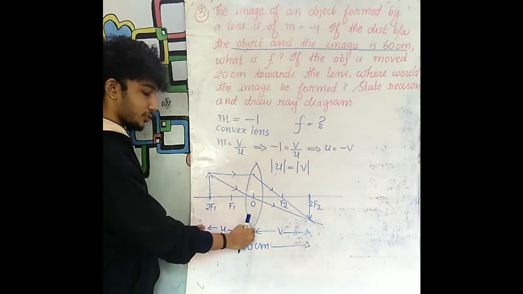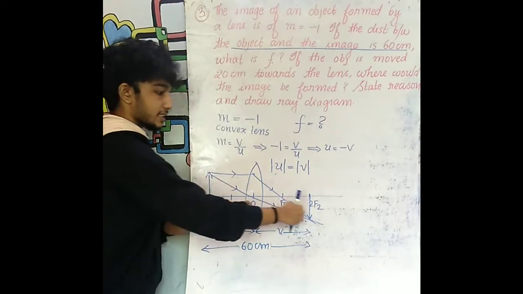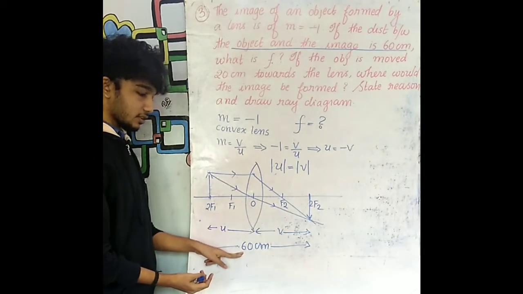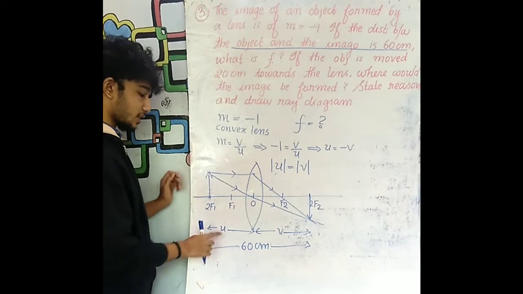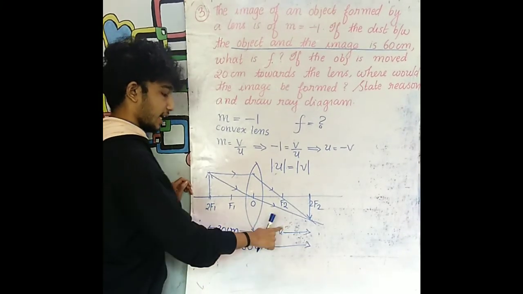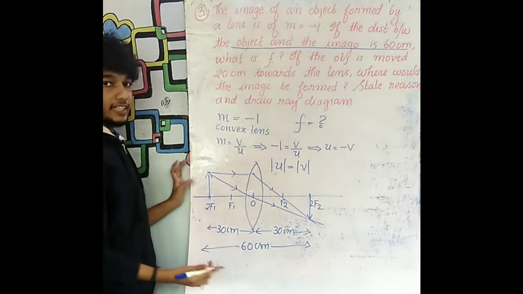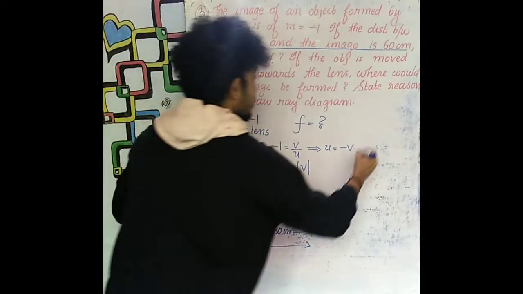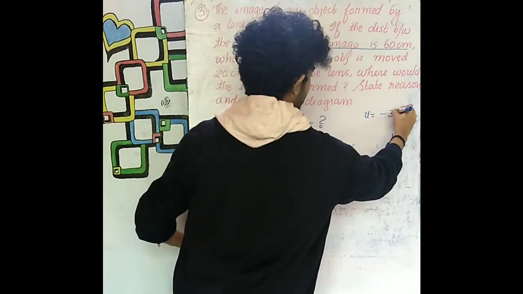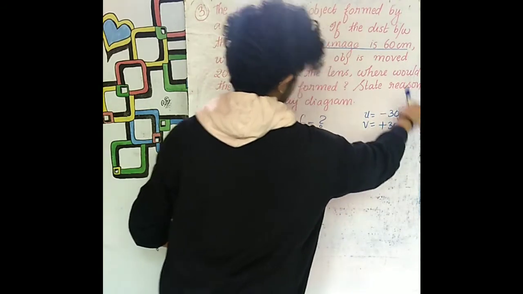So we know that u and v are at the same distance. Where the object is, that same distance the image also lies from the lens. So u plus v equals 60 centimeter, and u and v are equal. That means u is equal to 30 centimeter as well as v is equal to 30 centimeter. But we have to give the sign: u will be equal to minus 30 centimeter and v will be equal to plus 30 centimeter.